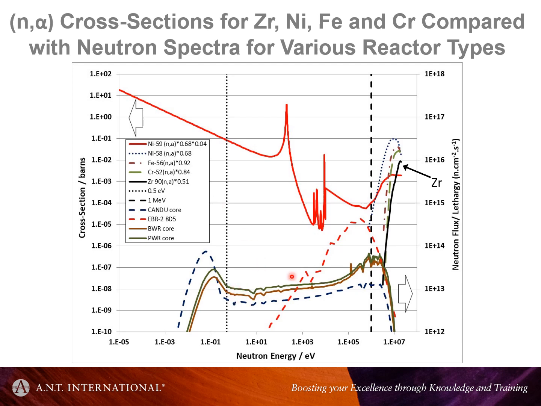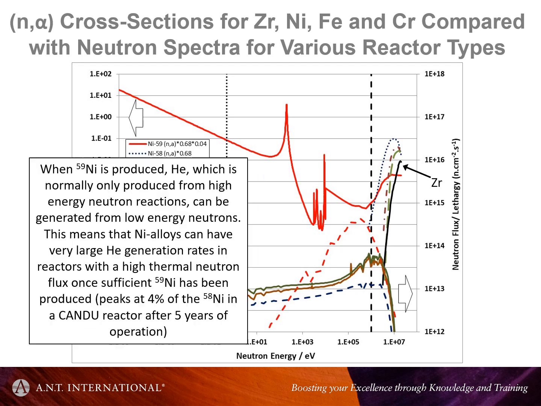For the PWR, for instance, and BWRs, it takes between 25 and 30 years to reach the maximum amount of nickel-59 being produced. So in most fuel assemblies, which only reside in the core for between 4 and 6 years, it's not as big a problem, but it's still something that one has to take consideration of. Oh, that's just summarizing what I've just said.